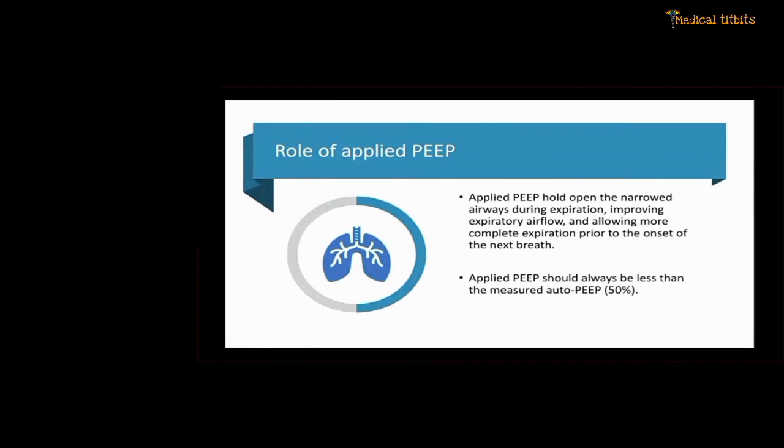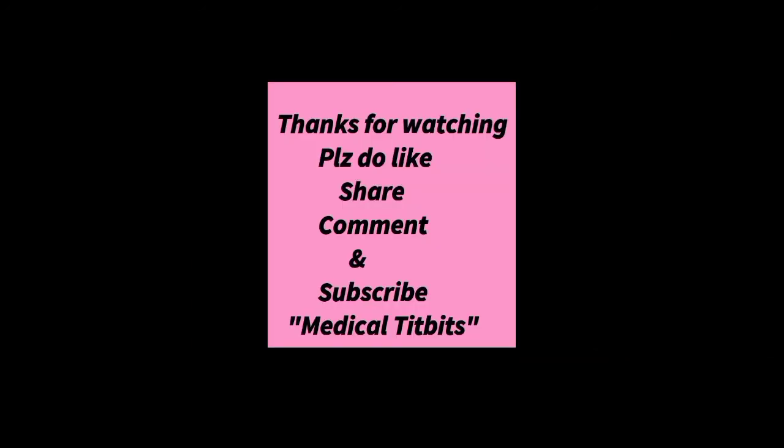The role of applied PEEP. Over and above that, you also apply PEEP. How does it help? Applied PEEP holds open the narrowed airways during expiration, improving the expiratory airflow and allowing more complete expiration prior to the onset of the next breath. Applied PEEP should always be less than the measured auto PEEP, maybe 50% or 2/3 of the auto PEEP as per different authors.